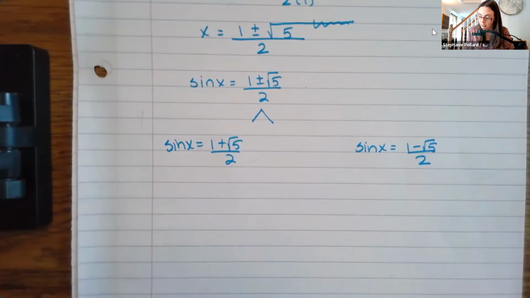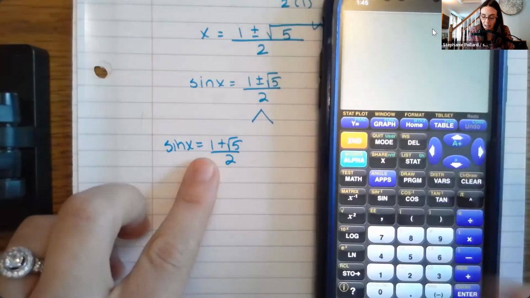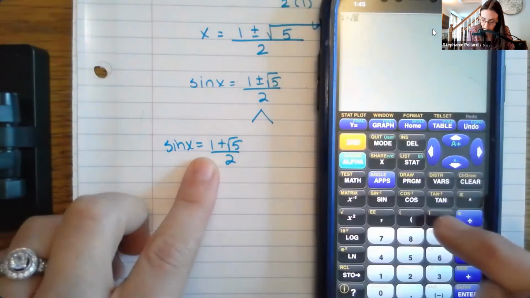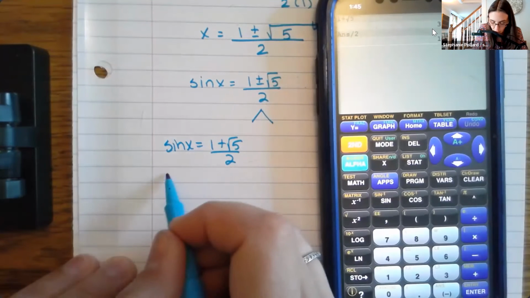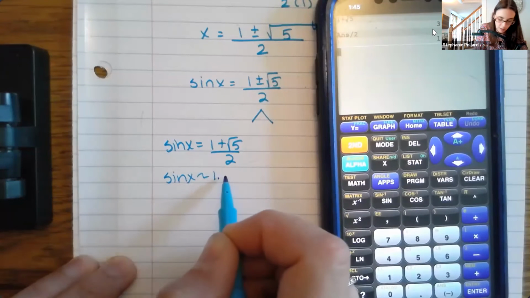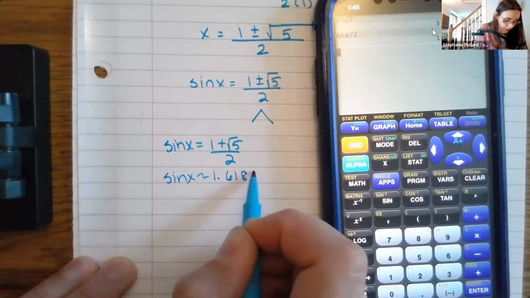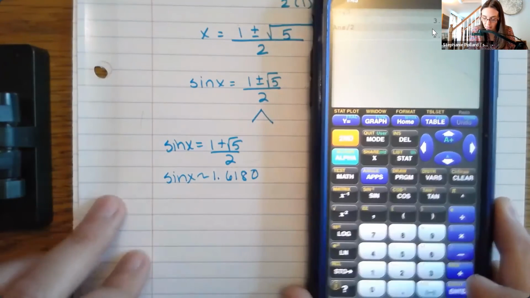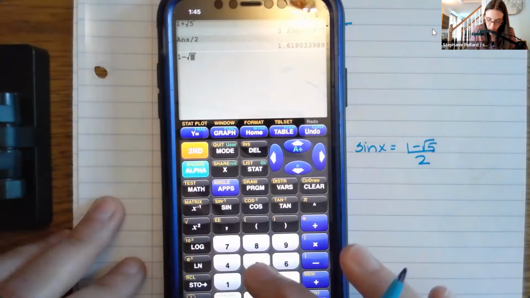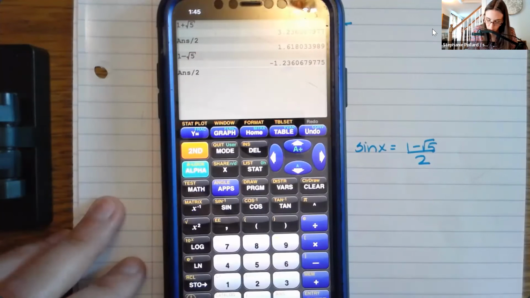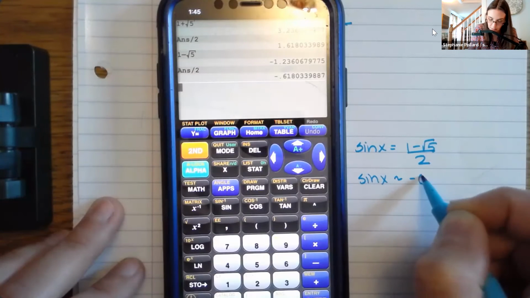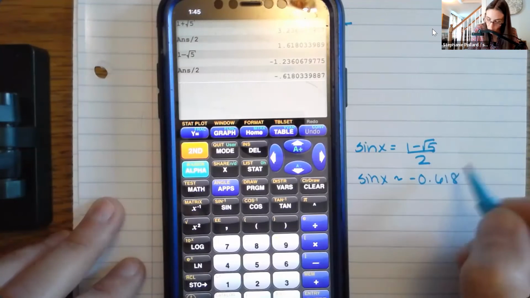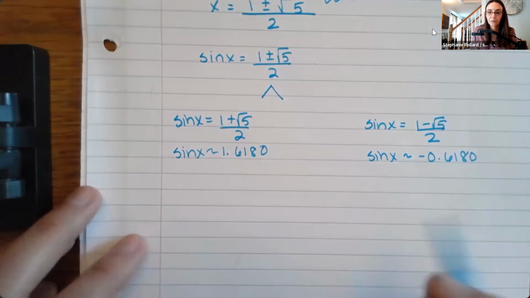And you're going to go ahead and use your calculator here to approximate those values. So for the first one, I have 1 plus the square root of 5, divided by 2. So I have sine x is about 1.618, we'll use 4 decimal places, 1.6180. And then for the other one, 1 minus the square root of 5, and then divided by 2. So I have sine x equals, again, about -0.618, rounding to 4 decimal places there.